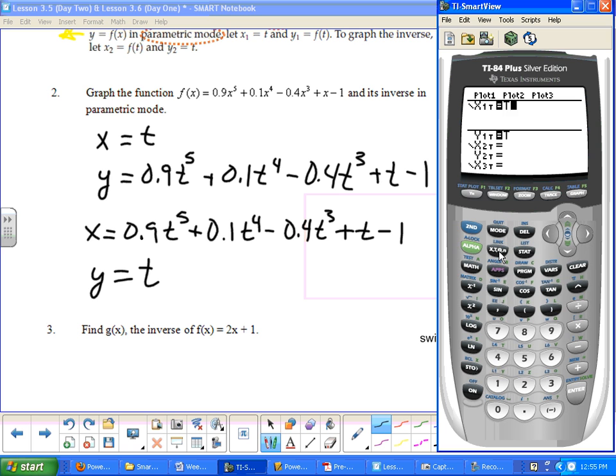Put in t for x sub 1, 0.9 t to the fifth plus 0.1 t to the fourth minus 0.4 t cubed plus t minus 1. All right, let's just graph that first of all. Make sure we have that completely graphed.